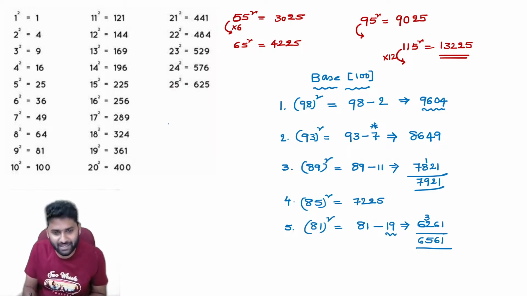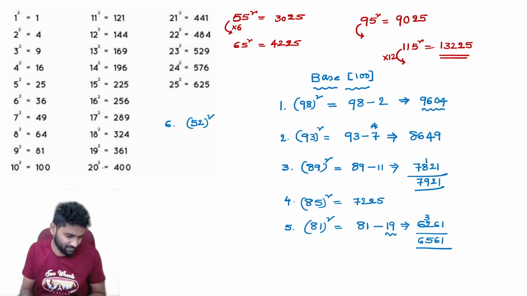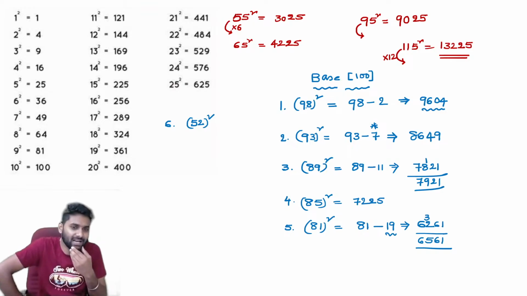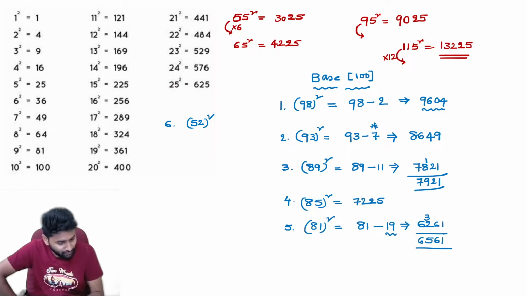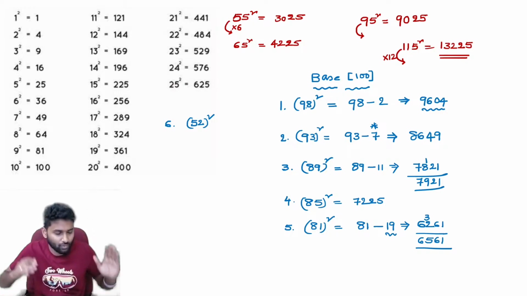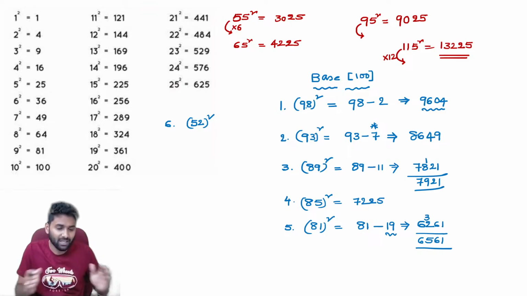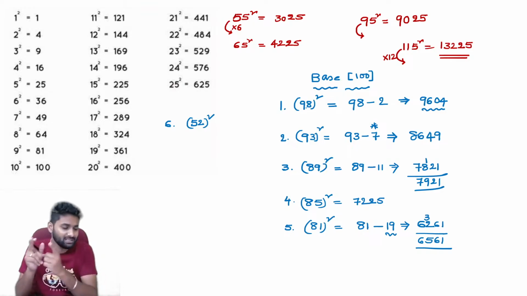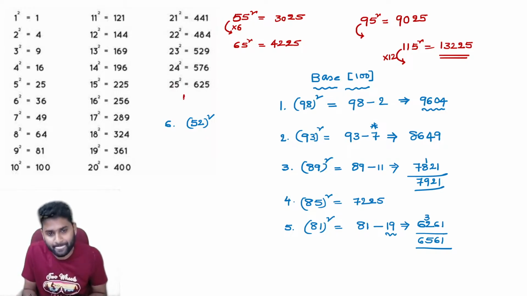Now let me take new numbers. Sir, if the question is related to 52 square, then what is the approach? If you want 52 square, and you consider base as 100, then 52 is less than 100 by 48 units. But we don't know the 48 square number. We know only 1 to 25 squares. If you want 52 square, you can't take the base value as 100. You have to change the base value.